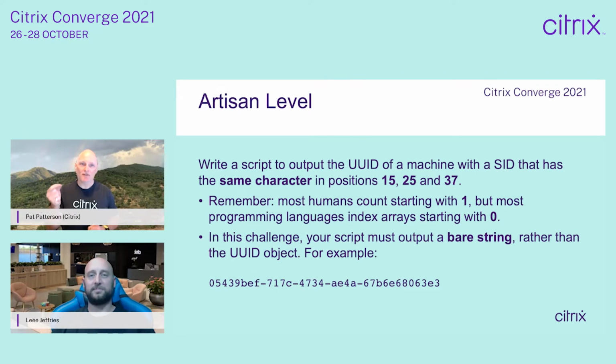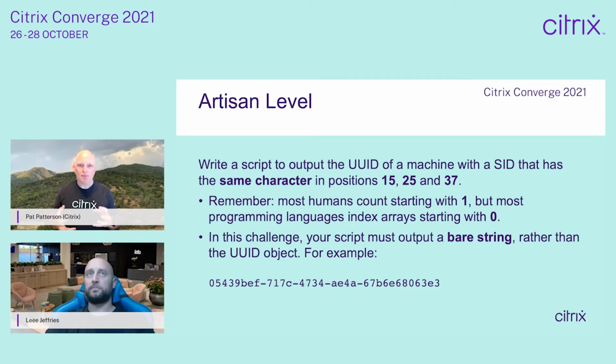So again, we're looking for that UUID, that universally unique identifier, and you can see a couple of examples there on the screen. So we're looking for the UUID of a machine with a SID that has the same character in positions 15, 25, and 37. Don't worry about writing all this down. All of what I'm explaining is on the hackathon and challenges area of the event platform. You click a tab up there somewhere.